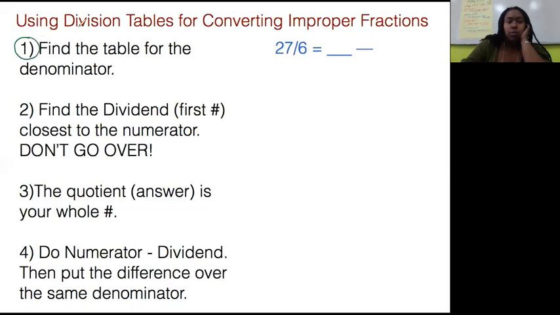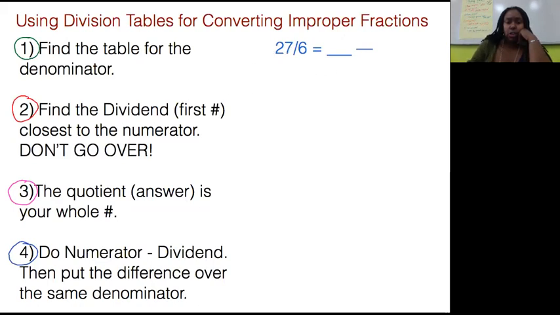Step 1, find the table for the denominator. Step 2, find the dividend, which is the first number in the column, and that's closest to your numerator, and you don't want to go over. You can't go over. You have a bigger number, but you can have a slightly smaller number, right? Step 3 is going to be look at the quotient, because that's going to tell us what our whole number is. And step 4 is subtract your numerator from your dividend, and then we're going to use that difference to create our fraction in our mixed number, okay?